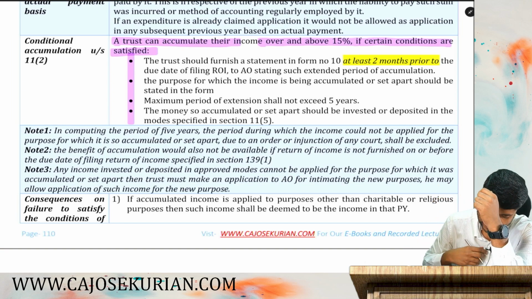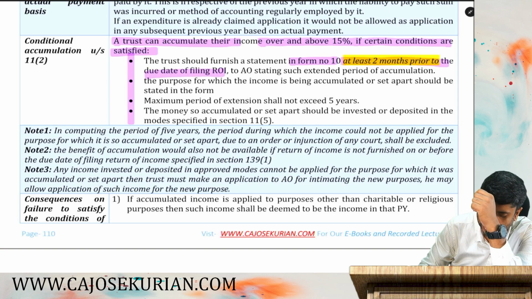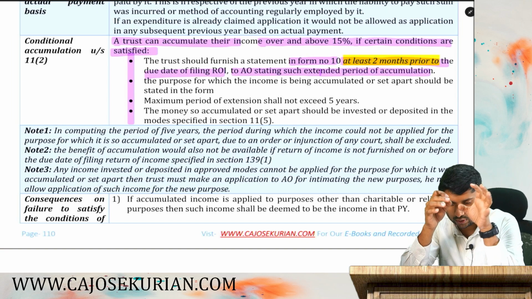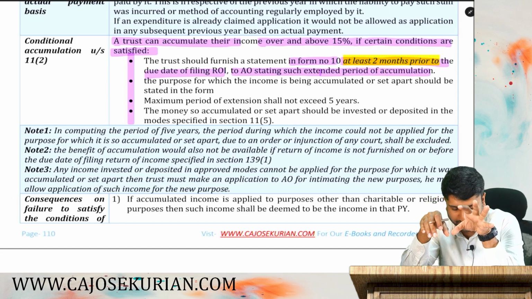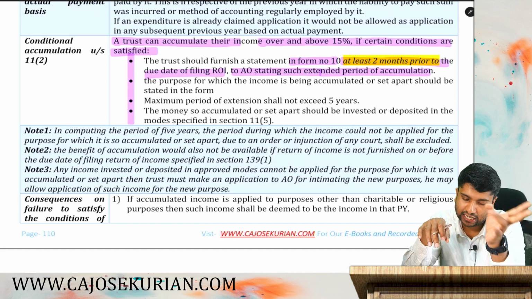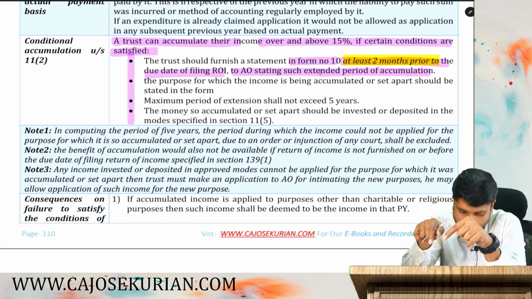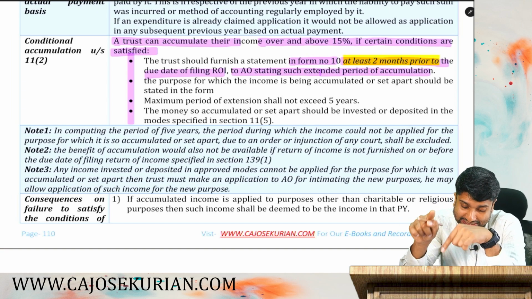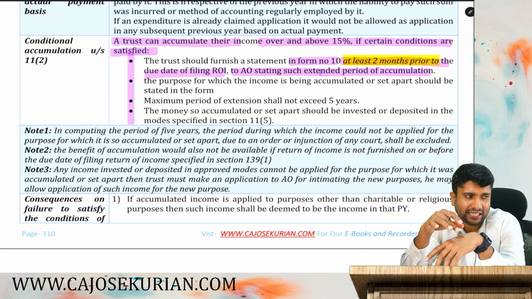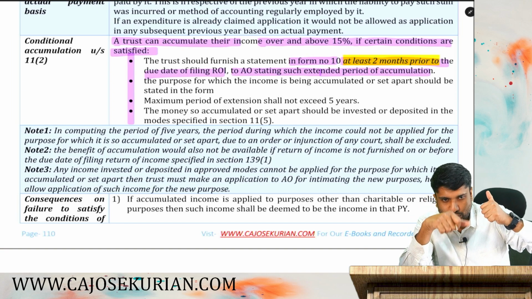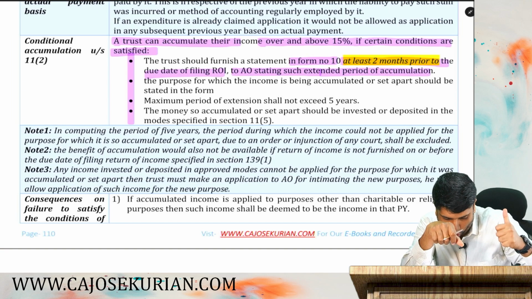Number 1, the trust should furnish a statement in form number 10 at least 2 months prior to the due date of filing return to the assessing officer stating such extended period of accumulation. So, first of all, what you need to do is, before filing return, at least 2 months prior to the due date of filing your return, you should submit form number 10 to the assessing officer stating that I want to accumulate more than 15%. Are you with me? So, this administrative point it is, you need to submit the form number on time.